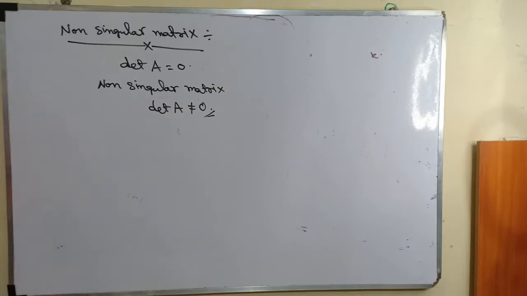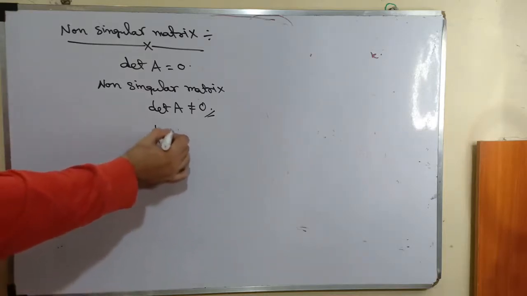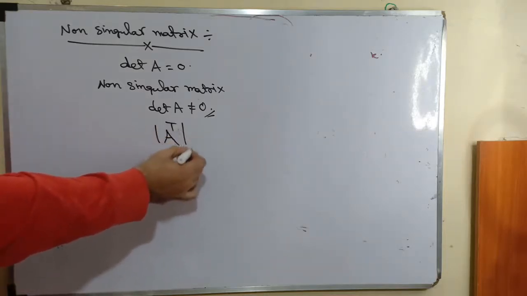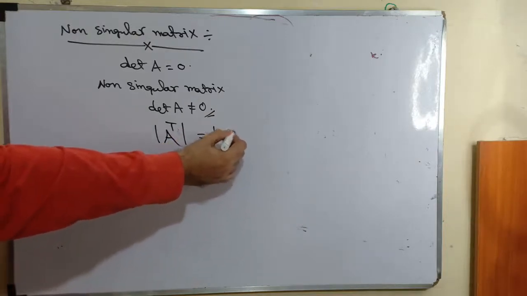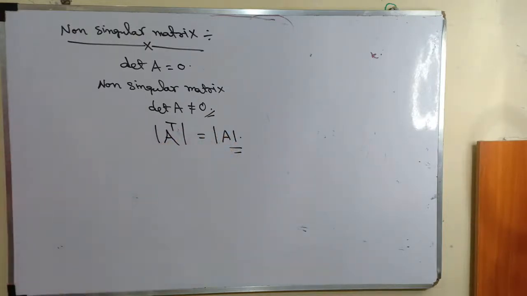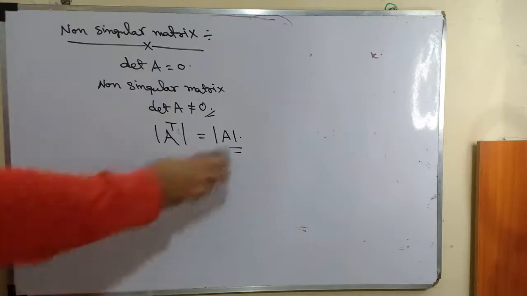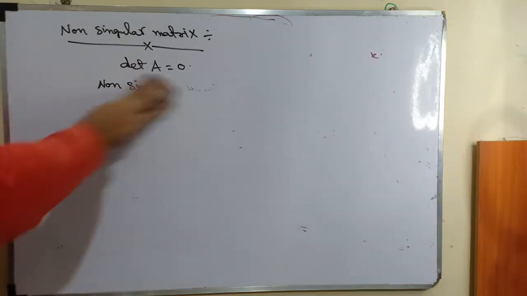After this, I'll discuss a few properties of these determinants. Det of A transpose: if you take the transpose of the matrix and then take the det, that is equal to det of A. This is one property. Let's see other properties.